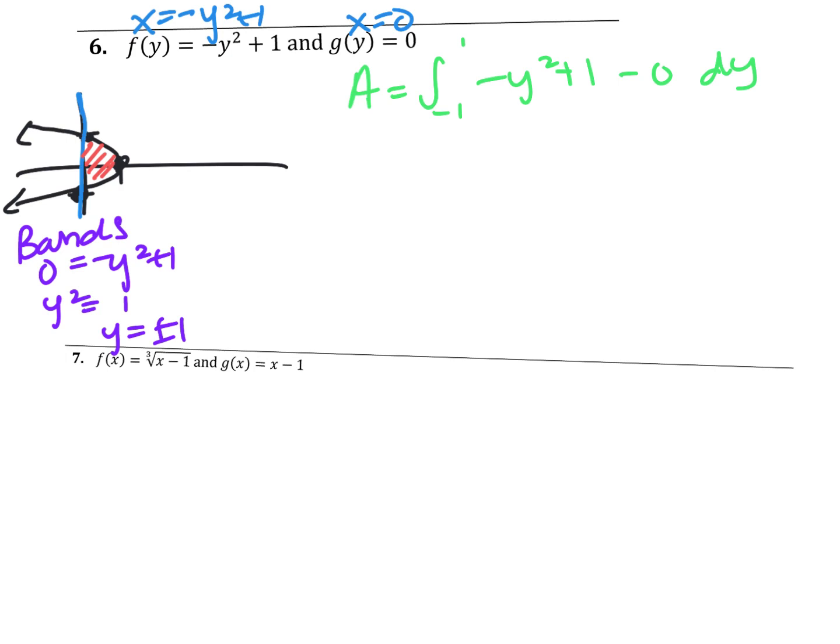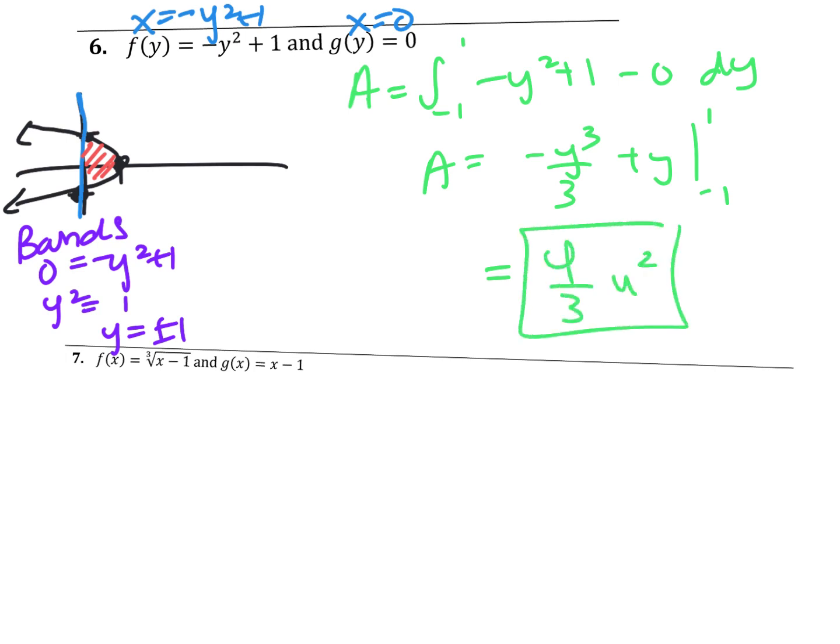If you integrate this, you just get negative y cubed over 3 plus y from negative 1 to 1. And if you actually substitute in and simplify, you should end up with 4/3 units squared. All right, last but not least, number 7. So if you do a quick sketch on number 7, you should see that our equations cross twice, so we're going to need to have 2 area integrals.